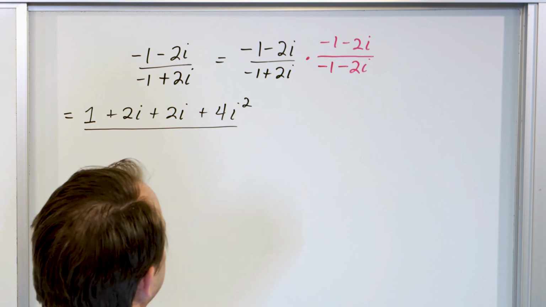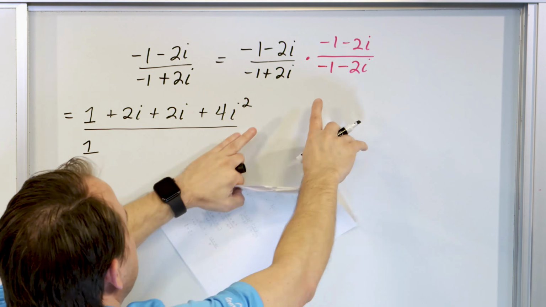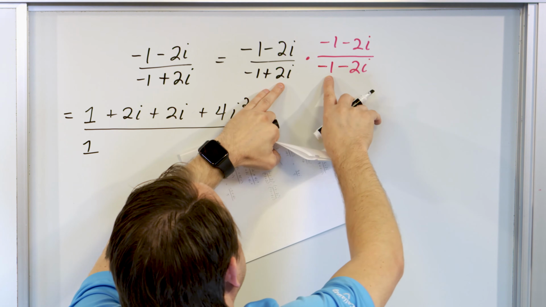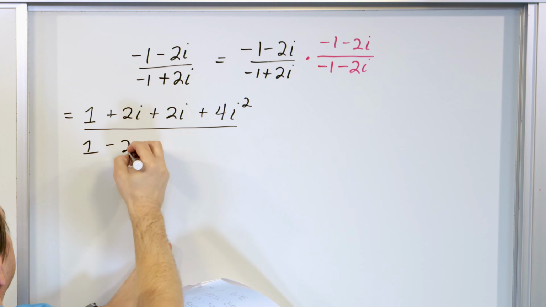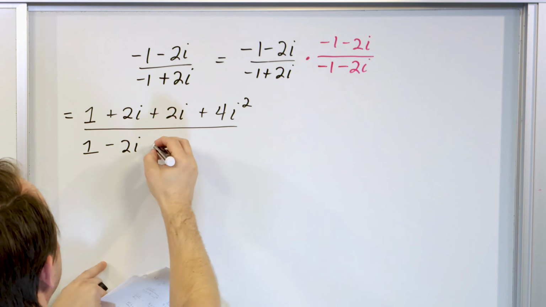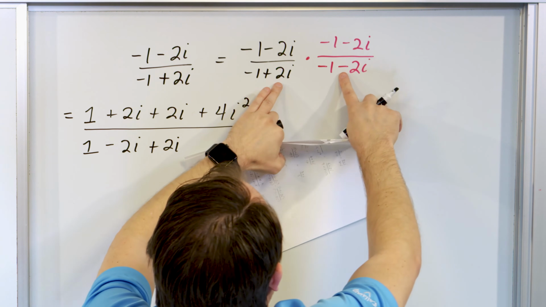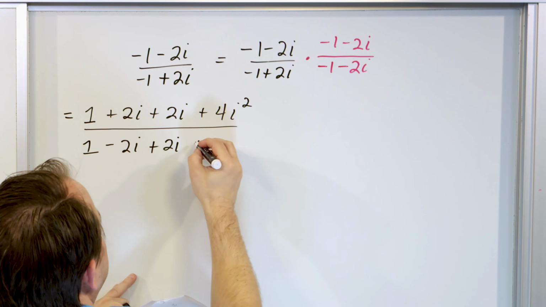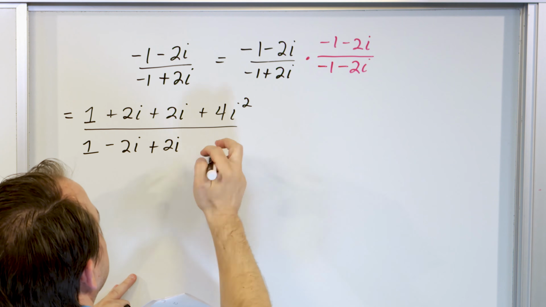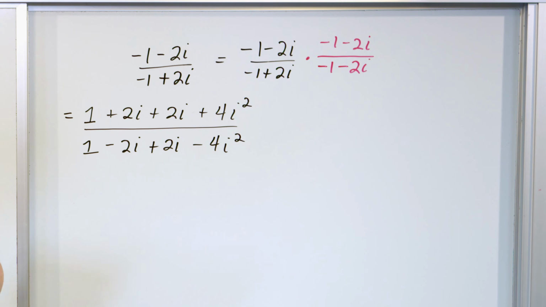The denominator will be very similar. -1 times -1 is positive 1. Inside terms, -1 times the 2i gives me -2i. Outside terms, -1 times -2i gives me positive 2i. There's our cancellation showing up here. Negative times positive 2i gives me the same term, except it'll be negative here. -2 times 2 is -4, i times i is i squared.